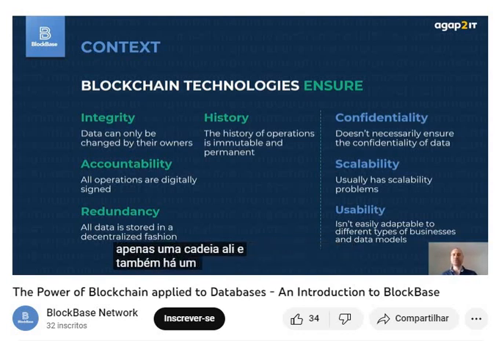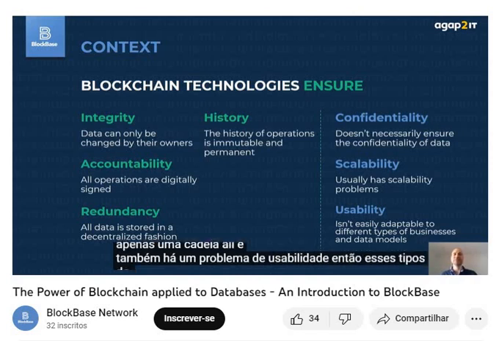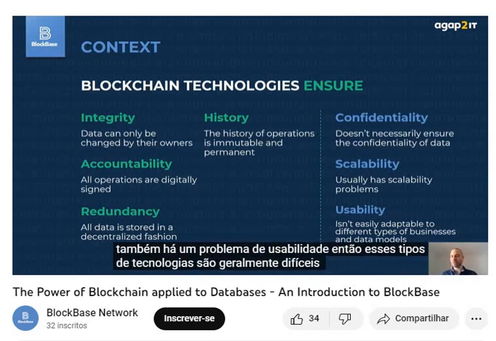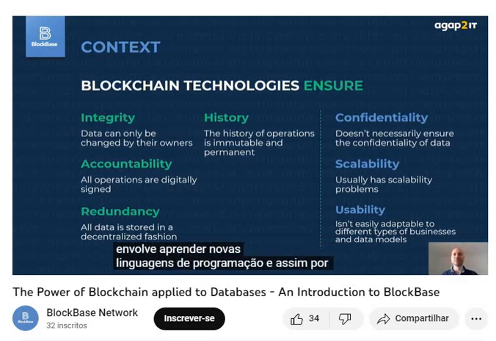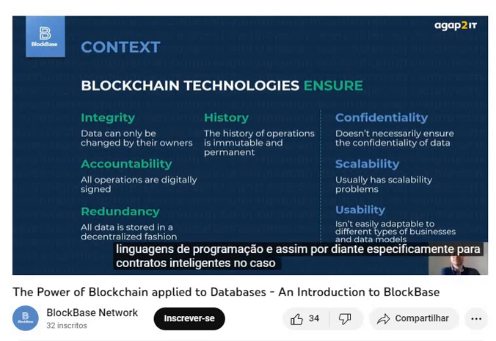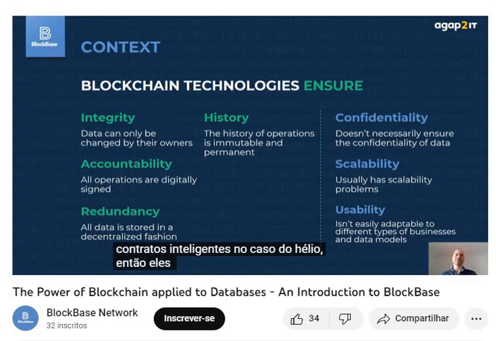And there's also a usability problem. These types of technologies are usually difficult to use, difficult to learn. Usually it involves learning new programming languages and so forth, specifically for smart contracts in the case of Ethereum. So they are not easy to use.